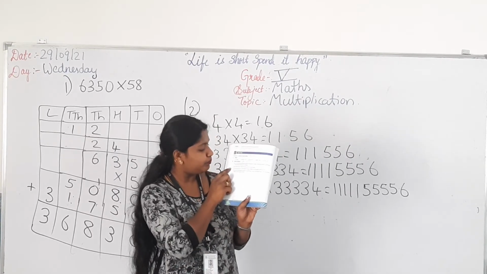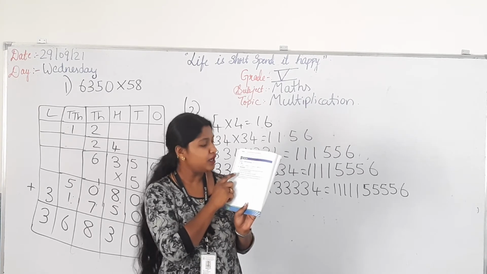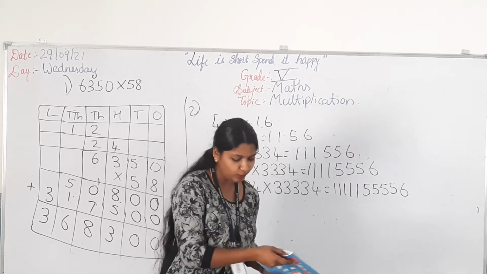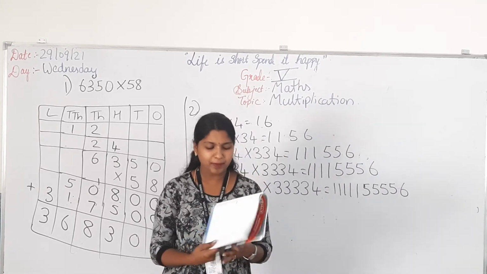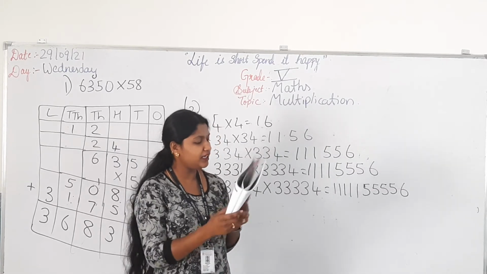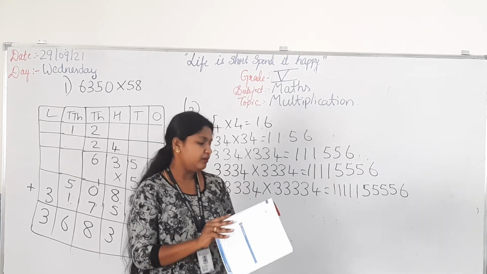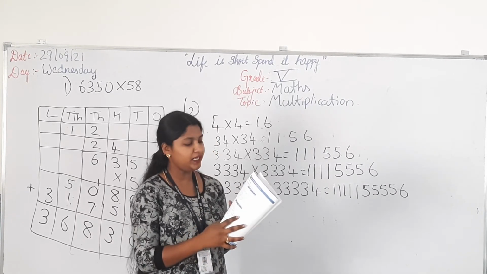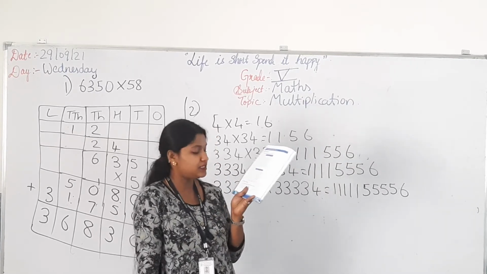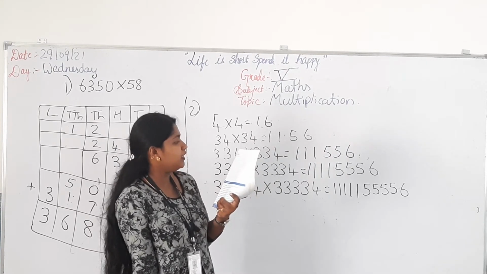See, question number 2. The word problems. You have got 4 word problems. These 4 word problems, you have to solve in your horizontal notebook. Okay? Then open workbook. In the workbook, page number 52. Questions 17, 18, 19, 20 are the word problems. Then 21, missing numbers you have to find. Then 22, complete the patterns.